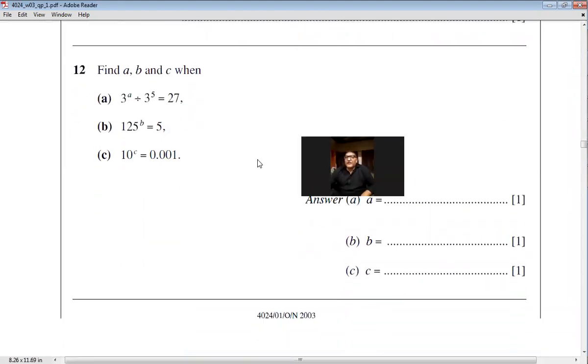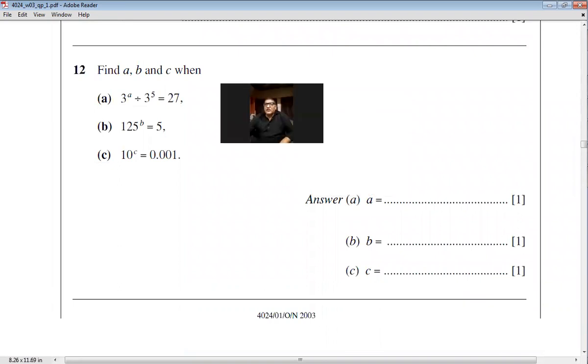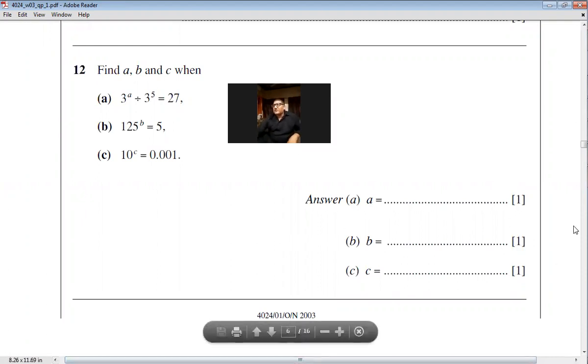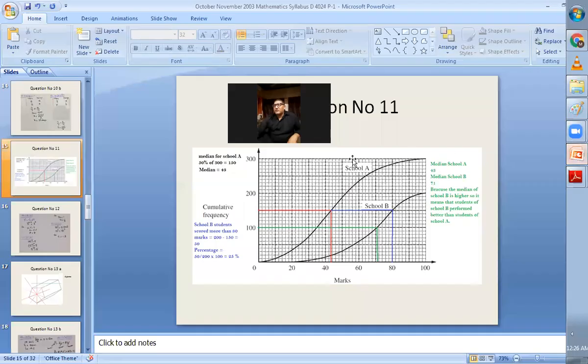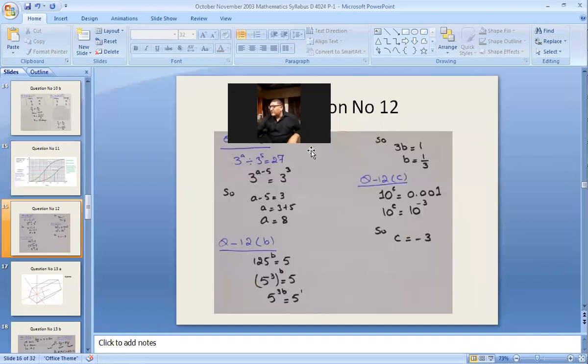So here we have the first question, question number 12. Find the A, B, and C when 3 raised to power A divided by 3 raised to power 5 equals 27. So let me show you how I have done this, and then we can continue.